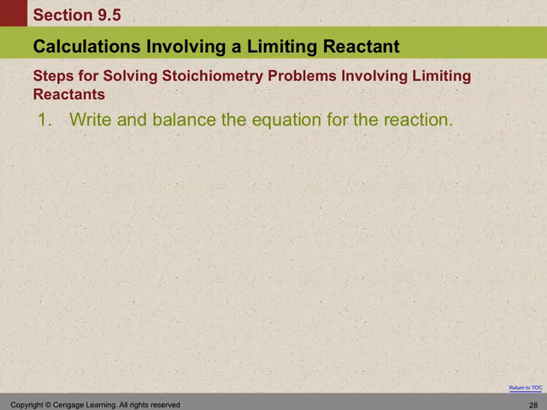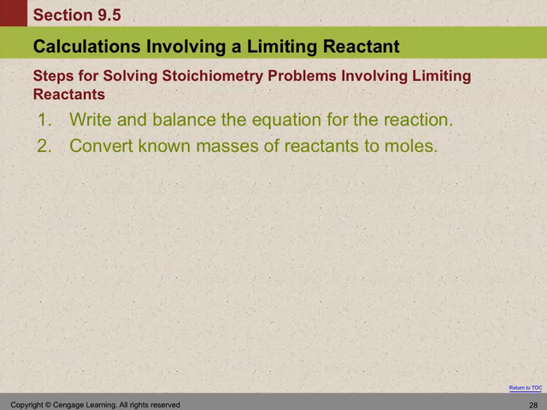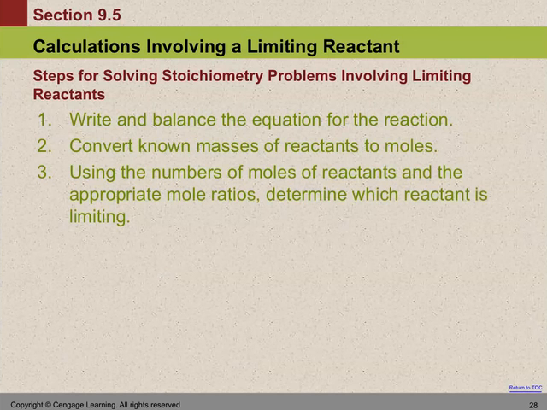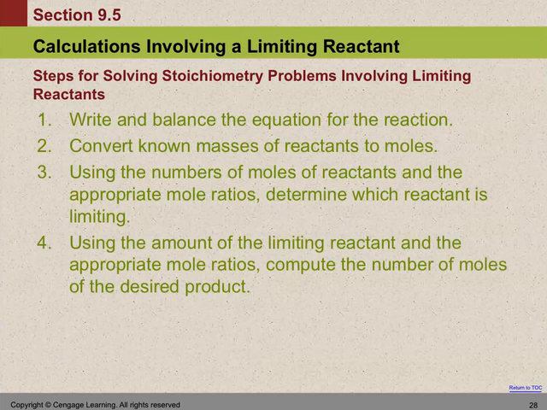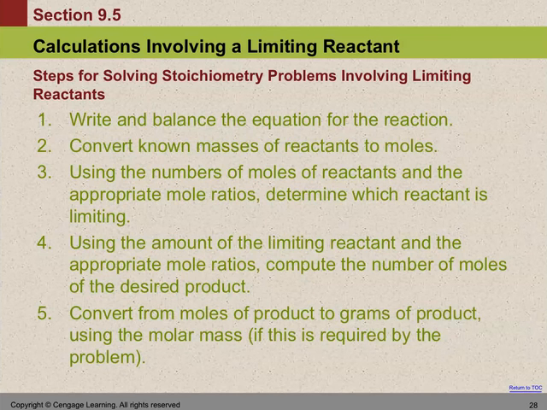So what are the steps for solving stoichiometric problems when a limiting reagent is involved? First of all, we write and balance the equation for the reaction. Then we convert known masses of reactants to moles. Using the number of moles of reactants and the appropriate mole ratios, we can determine which reactant is limiting. Using the amount of the limiting reactant and the appropriate mole ratios, we can work out the number of moles of the desired product. We can then convert the number of moles of product to grams of product.